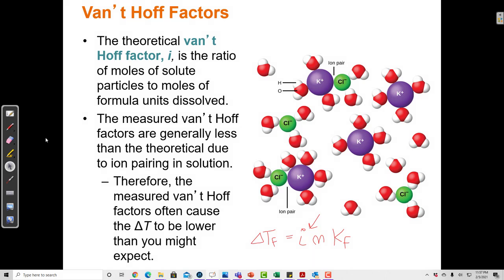So if the particles completely separate, then the theoretical Van't Hoff factor is the ratio of moles of solute particles to the moles of formula units dissolved. So one formula unit of KCl makes two particles, one K and one Cl. So when we're talking about ionic compounds that break apart, then we have to account for the number of particles in solution. So one KCl formula unit actually is two particles, a K and a Cl.